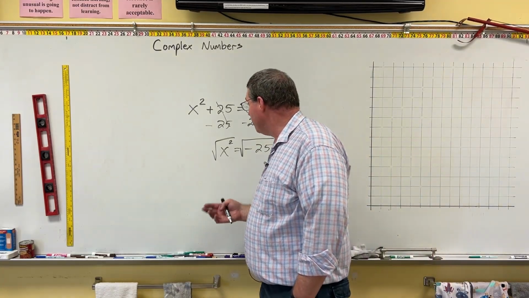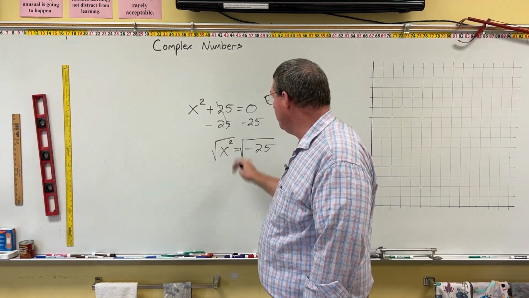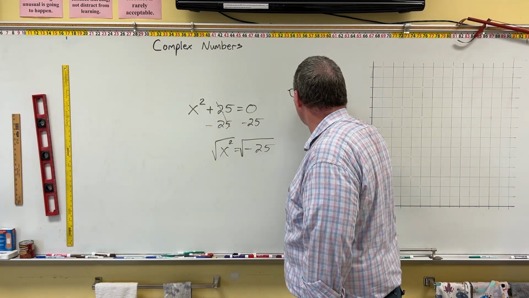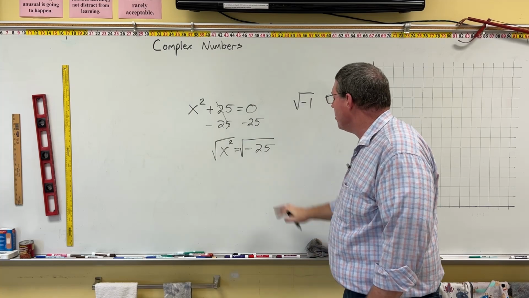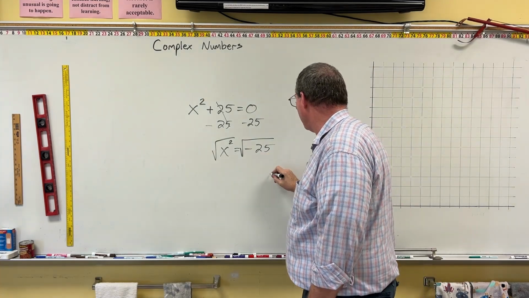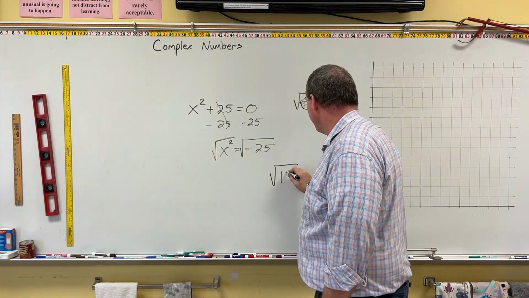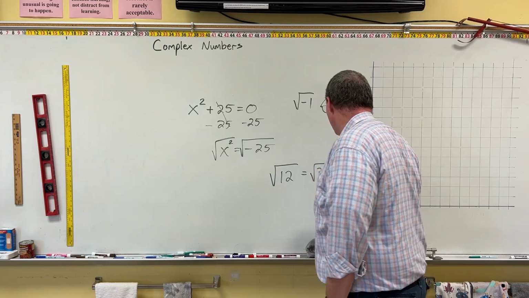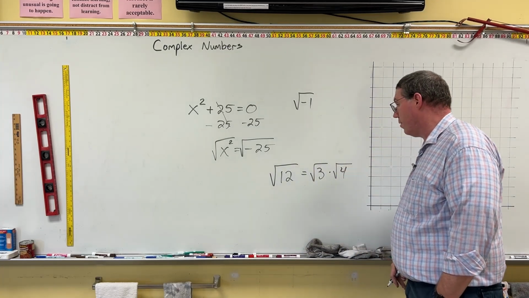Well, many mathematicians were not satisfied with stopping there. They looked into, is there a way of representing a solution to this problem? And what they came up with is the square root of negative 1. You see, we can factor a radical. For example, the square root of 12 can be written as the square root of 3 times the square root of 4. Okay? Hopefully you already know that.